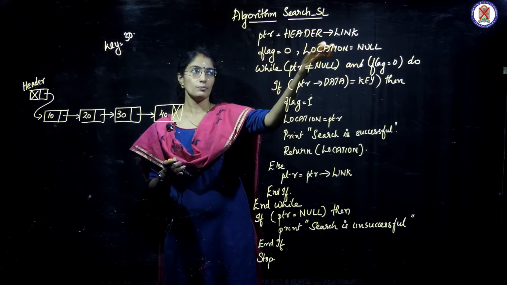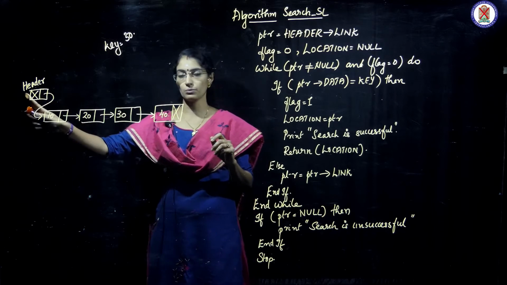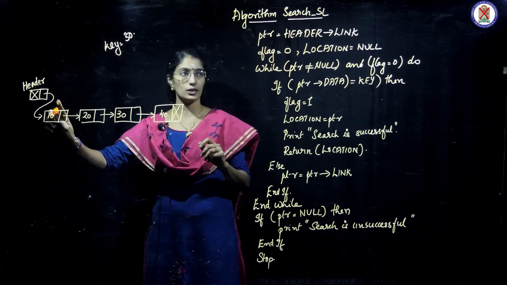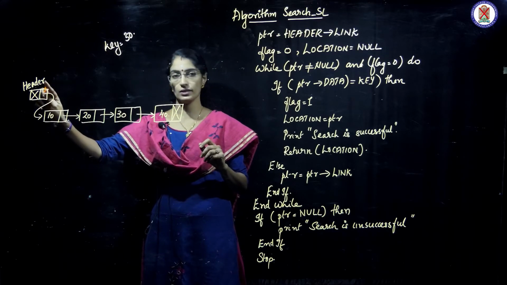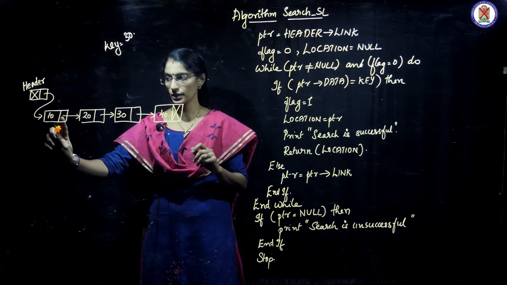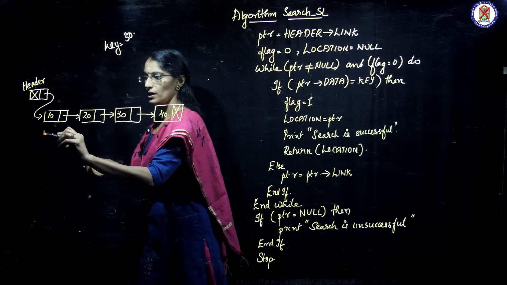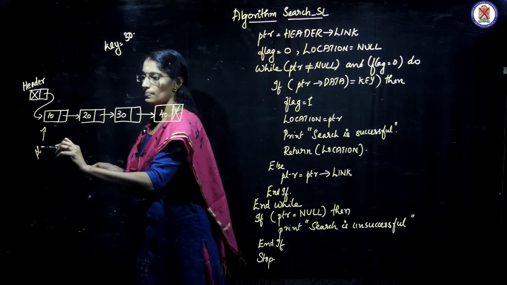Naturally ptr equal to header, that is, you have to start from the header node. ptr will be starting from the header node. ptr equal to header link is given as the value of ptr, that is, now ptr will be starting from the first node.